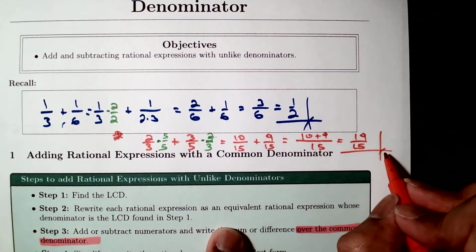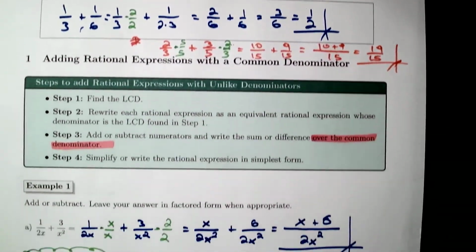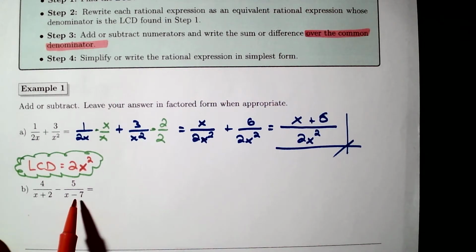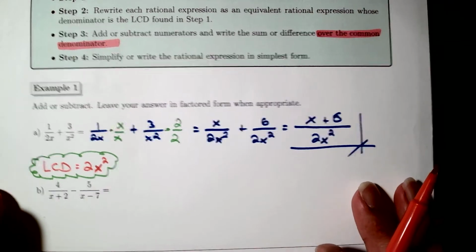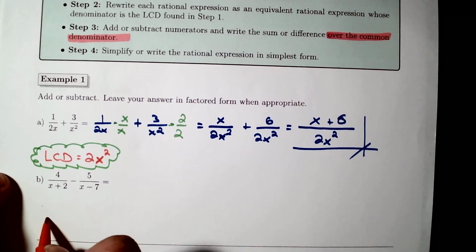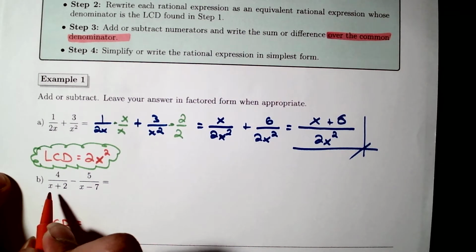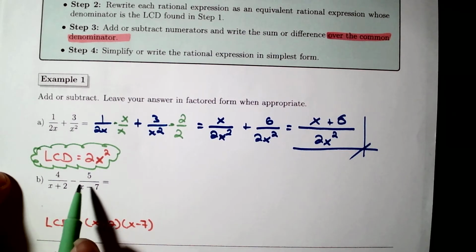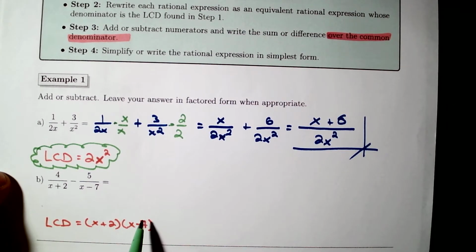Final answer. So in this case, something similar will be done for these two, because x plus 2 and x minus 7, they are both different factors. So the LCD will be the product of the two. Alright, so we need to transform these two fractions into those that have this denominator.